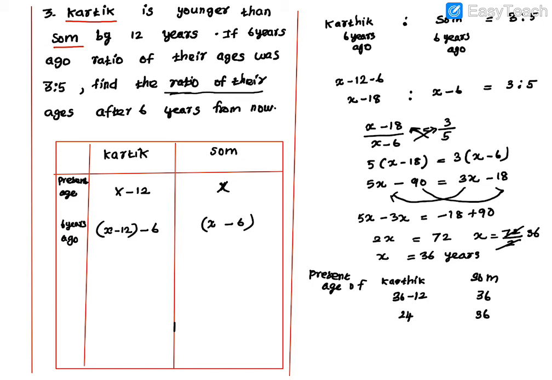So 6 years after means you have to add 6 to these values. 24 plus 6 and 36 plus 6. What is that value? 30 is to 42. So 30 is to 42 means the ratio: 5 sixes are 30 and 7 sixes are 42. So 5 is to 7. The ratio will be 5 is to 7. So this is the answer.